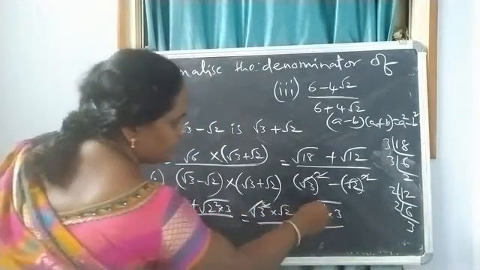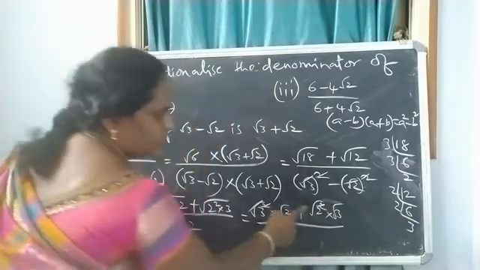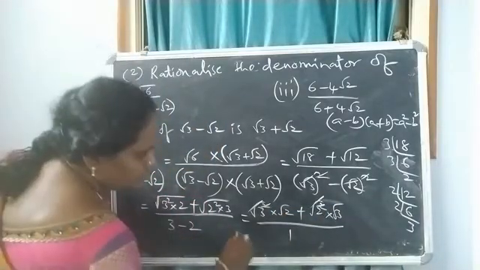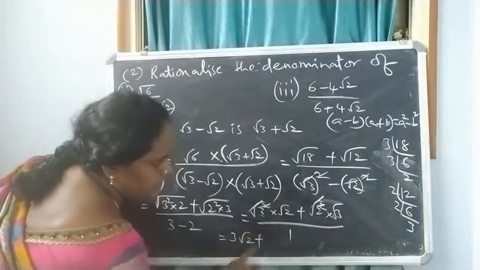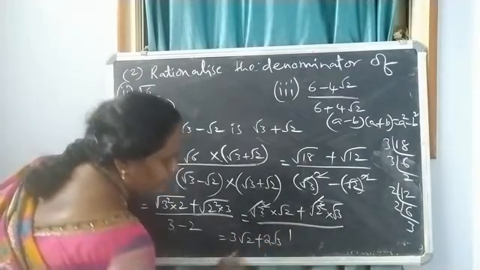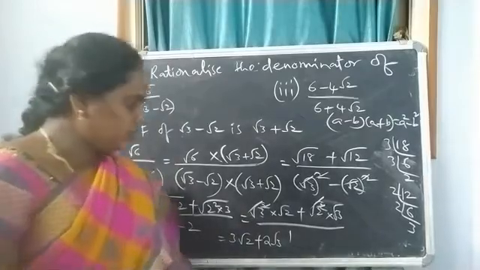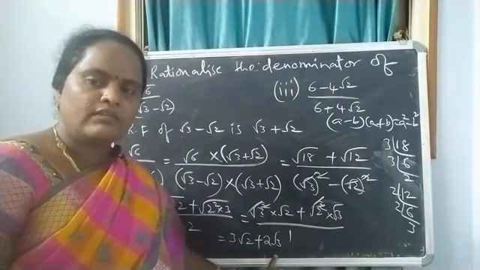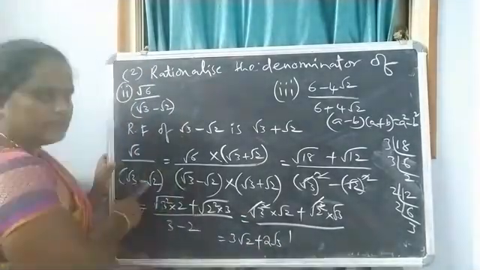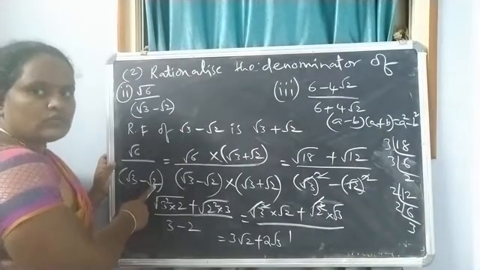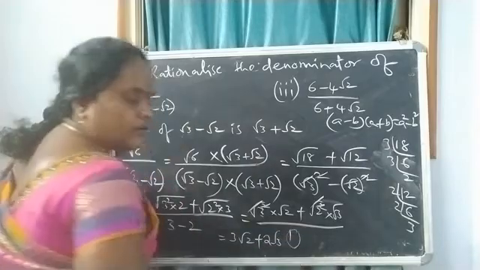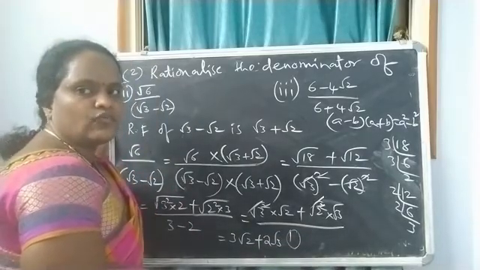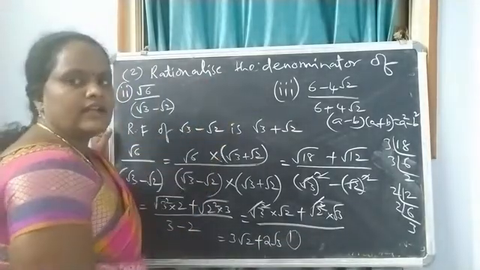Square and square root will get cancelled. So this is equal to 3 root 2 plus 2 root 3 divided by 1. So we need not write it. If there is no denominator, what is the meaning? 1. That means the irrational number root 3 minus root 2, which is the denominator, is converted to a rational denominator, that is 1. So here we have rationalized the denominator.